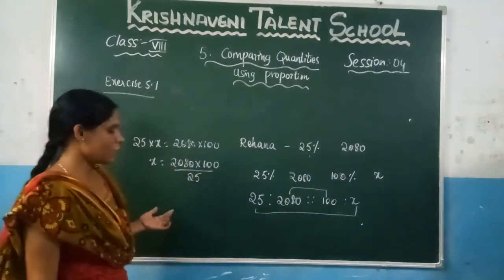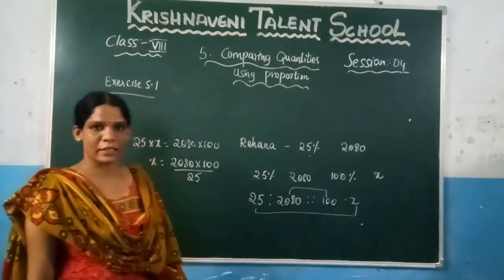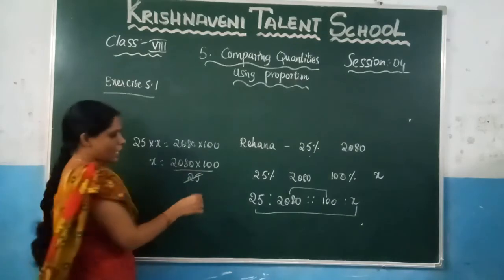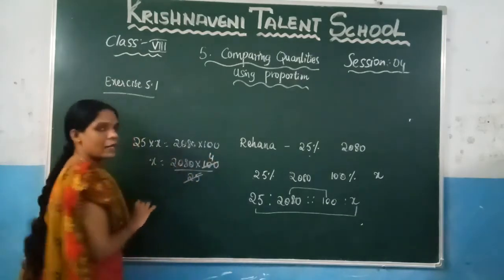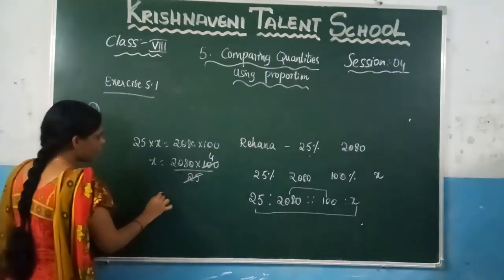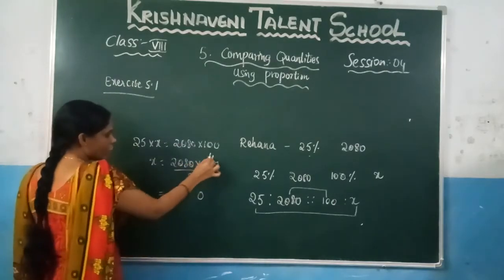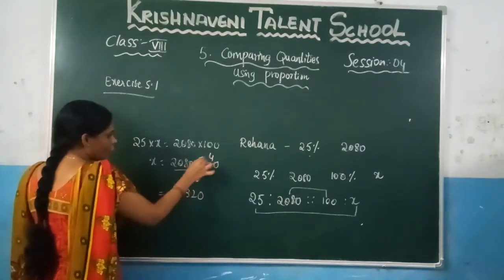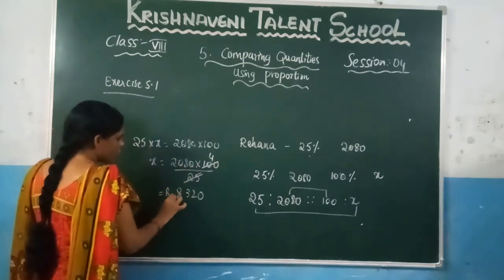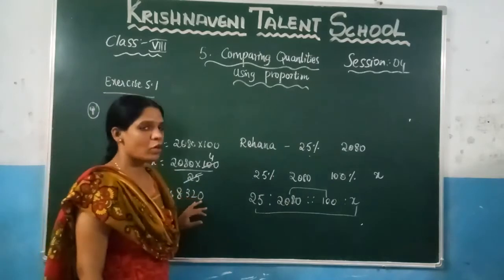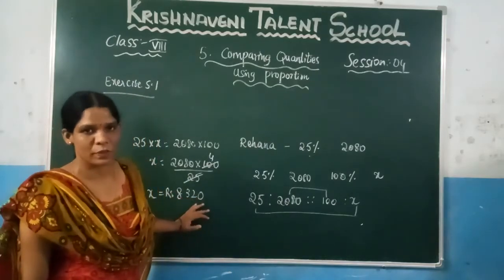Now let us see in which table these two will get cancelled. You know that 25 ones are 25 and 25 fours are 100. Now let us multiply this value. What you will get here? 4 into 0 is 0, 4 eights are 32, 4 twos are 8, right? So what is the total profit he is getting? He is getting a profit of 8,320 rupees.